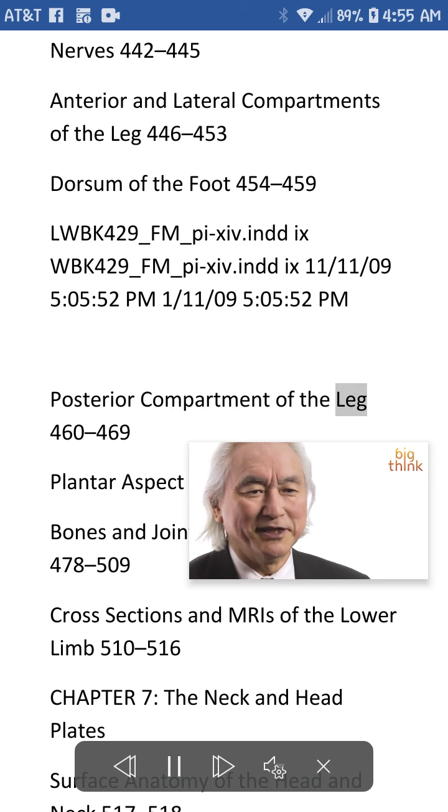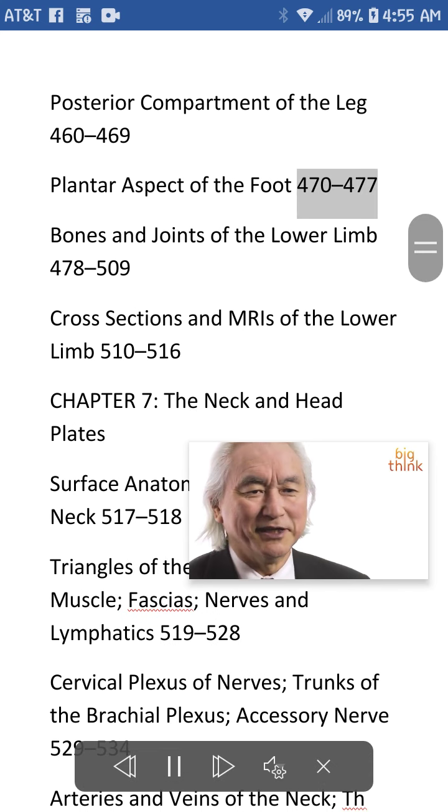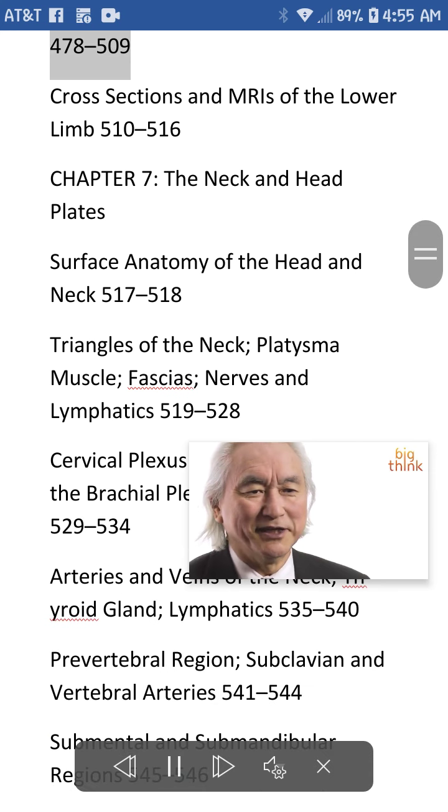Posterior compartment of the leg, 460 to 469. Plantar aspect of the foot, 470 to 477. Bones and joints of the lower limb, 478 to 509. Cross sections and MRIs of the lower limb, 510 to 516.